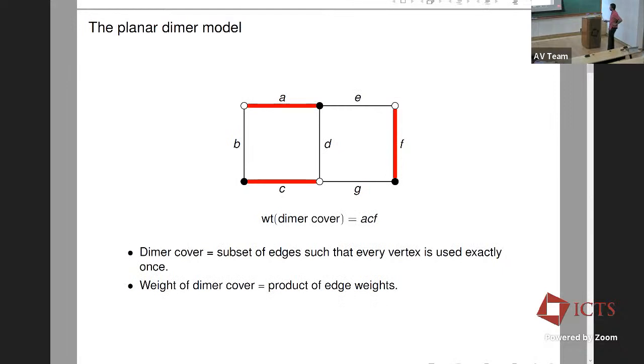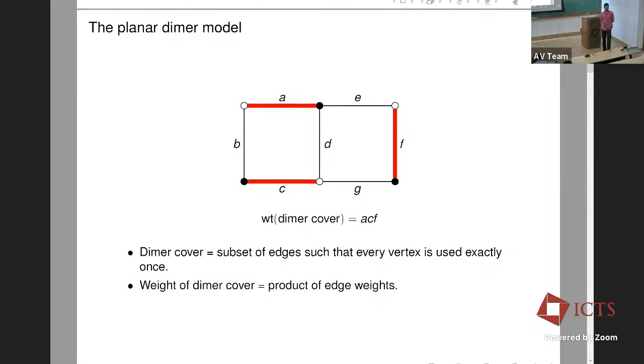Okay, so a dimer cover is the same thing as a perfect matching in graph theory. It's a subset of the edges of this graph such that every vertex of the graph is used exactly once. So this here is an example of a dimer cover. If you look at each of the vertices, there is exactly one red edge that is incident to it. No, the graph is assumed to be bipartite. A lot of these things work even if the graph is not bipartite, but it's nicest when the graph is bipartite.